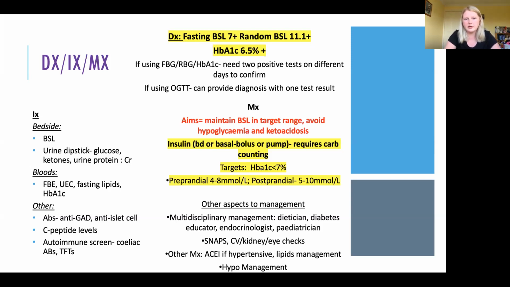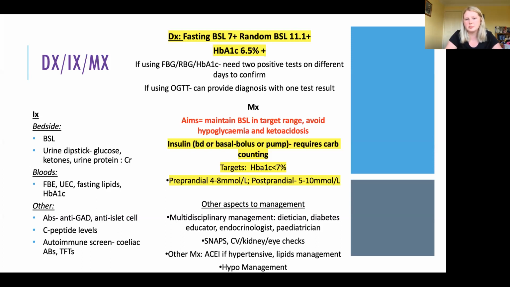In terms of managing type 1, we obviously want to keep our blood sugar level within target. And so you can see down here I've highlighted preprandially we would like it to be between 4 and 8, and postprandially between 5 and 10. In the case of type 1 diabetes, the only way that we can manage this condition is with the use of insulin. In terms of dosing, we can have mixed insulins, which have a long-acting or medium-acting insulin plus a fast-acting insulin in the one needle. In that case, patients can give that to themselves twice a day.